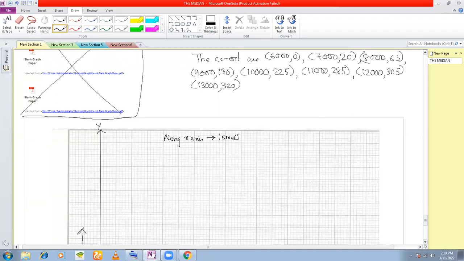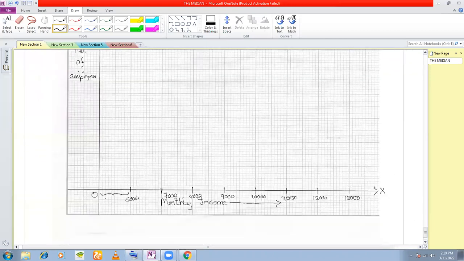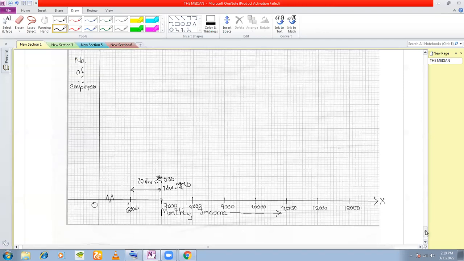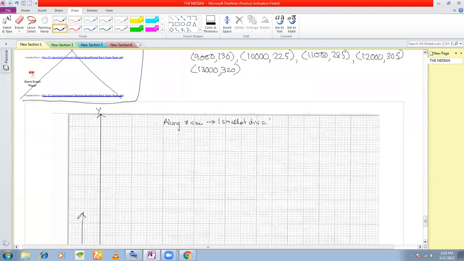One smallest division. How many smallest divisions are we taking here? We are taking 10 divisions here. Because we are starting with 6,000, we give a zigzag line, so we decide the scale from the next one. 10 divisions is equal to how much money? 1,000 rupees. So one division will be equal to how much? 100 rupees. So along the x-axis, one smallest division is equal to rupees 100.